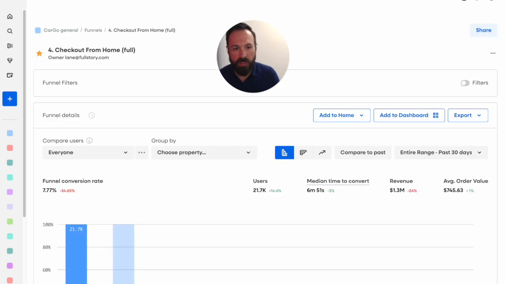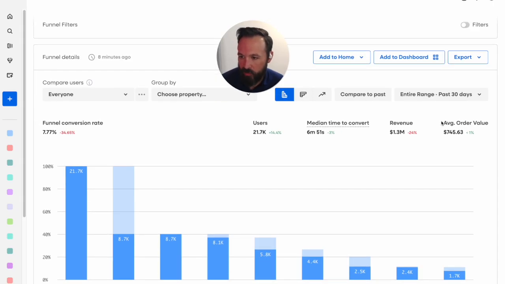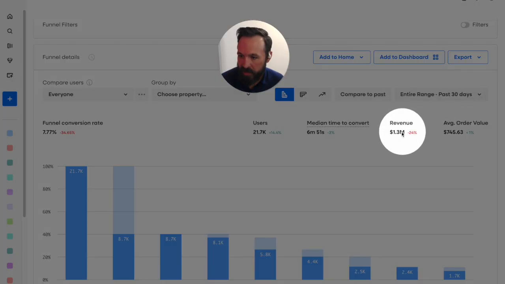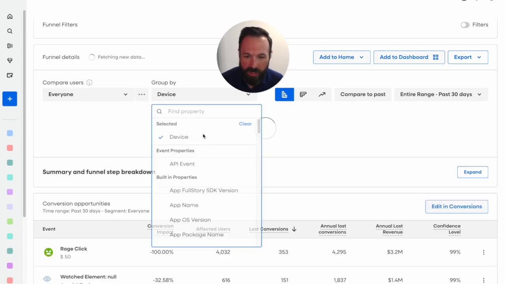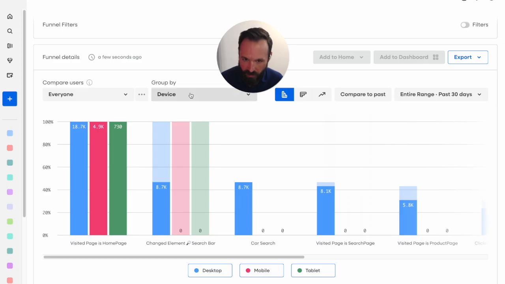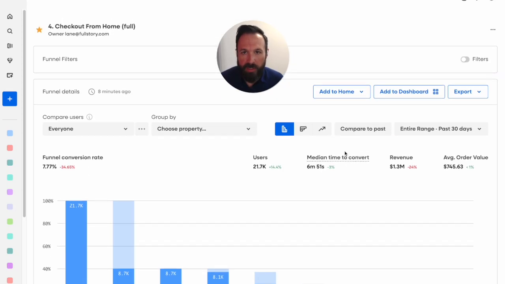All right, let's go over to funnels. Funnels are super important. So here's my checkout from home full funnel. You can see this funnel has revenue in it. You can see average order value is $745. This funnel has seen, over the last 30 days, $1.3 million in revenue. And if I were to dimension this by device, you can see I've got a number of different lenses that I can look at this through.